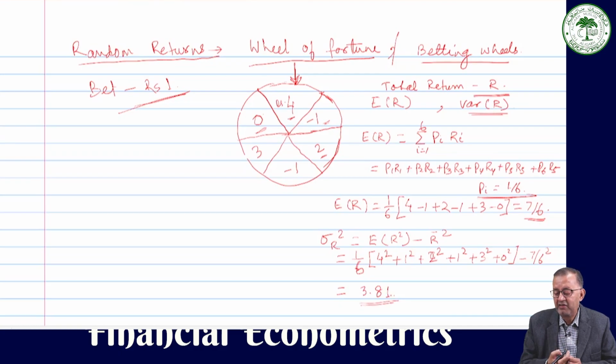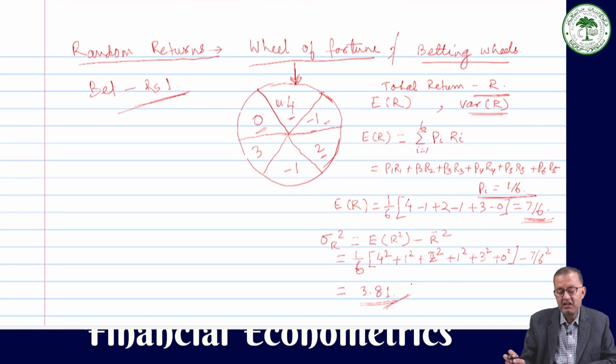So, what is the average return? The decision will be taken on the basis of this average return 7 by 6 and the variability in the return, which is 3.81. Clear? So, this is this.